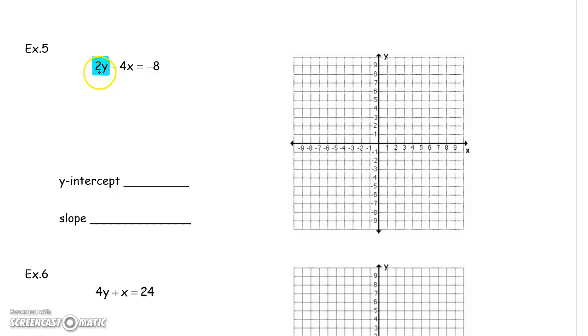I don't want to move the 2 until the very end. It's touching my y. That means it's the hardest to get rid of. It's the last to go. Start by moving my minus 4x. To do that here, I will add 4x to both sides.